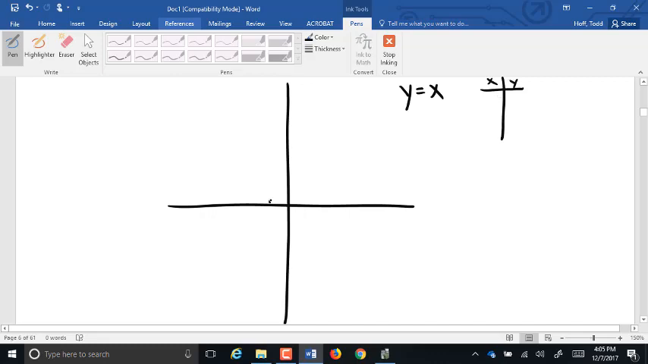And I'm going to pick some values. If x is negative 3, what's y going to be? Negative 3, good. If y equals x, if x is negative 3, y is negative 3. So negative 3, right there. If x were 0, y would be 0. 0, 0 is right there. If x were 2, what would y be? 2. So x is 2, y is 2. Obviously, that forms a line.